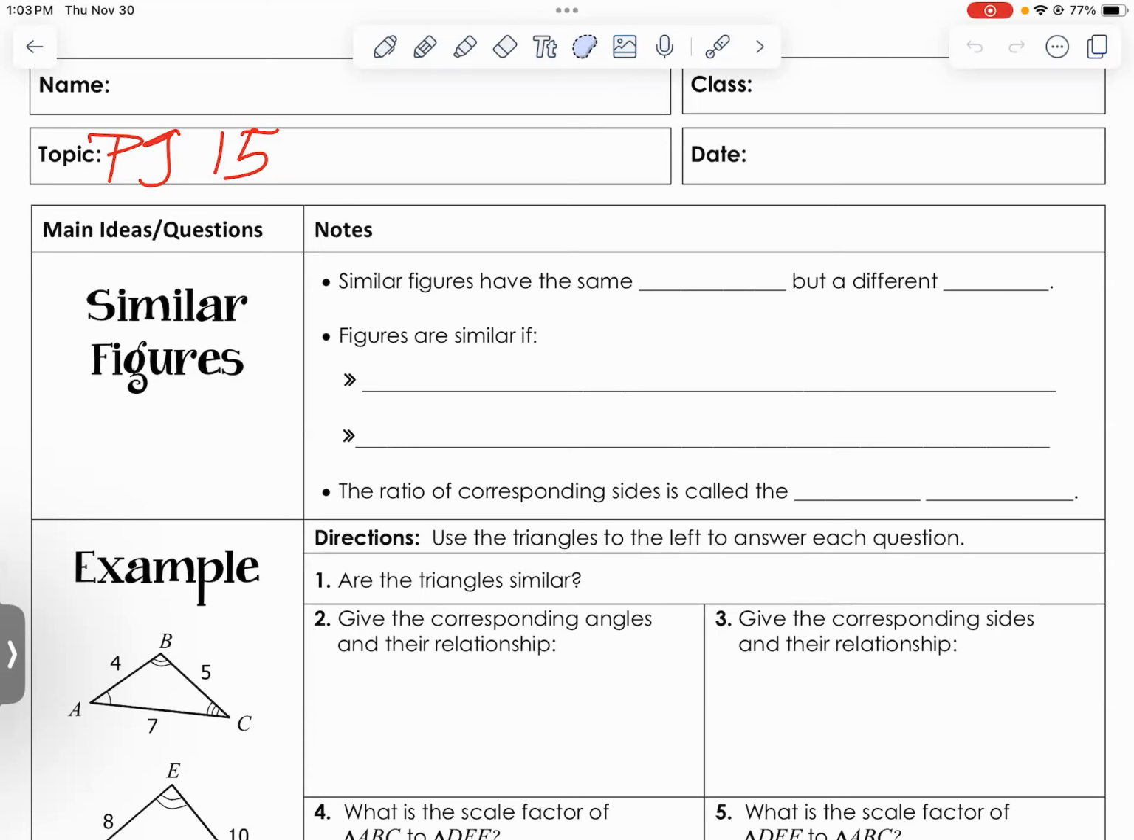Okay, do you remember what our video said, what I should put in these blanks? Similar figures have the same, but different. Okay, size goes here. What goes right here? Same shape, different size.